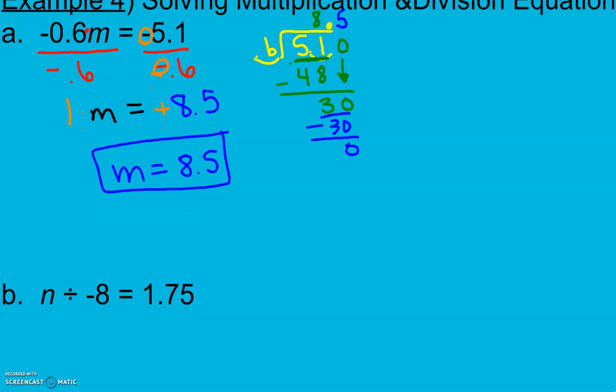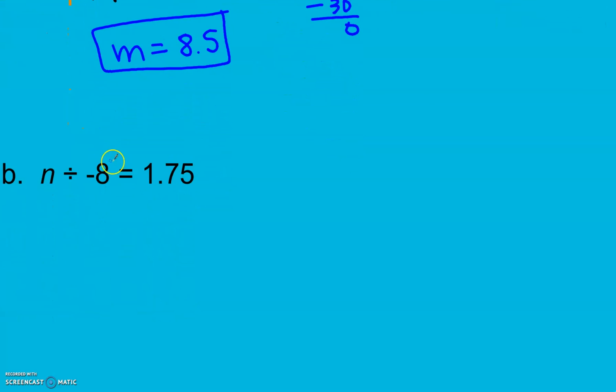So M equals 8.5. N is being divided by negative 8. I get rid of division by multiplying. So I'm going to multiply here, both sides, by negative 8. I didn't change my N. Negative 8 times and negative 8 divided give me a 1.